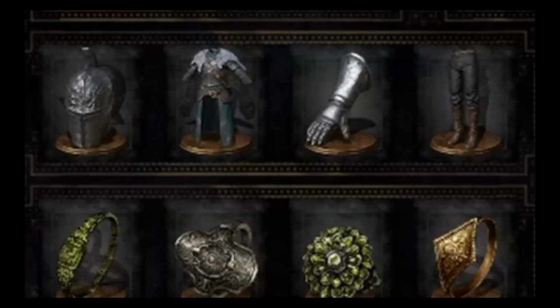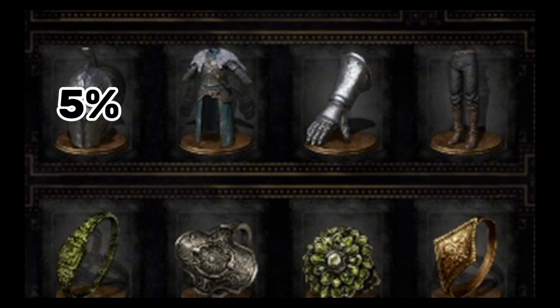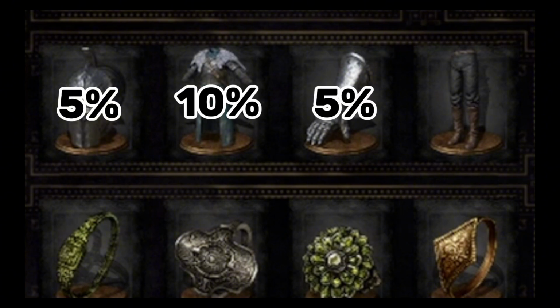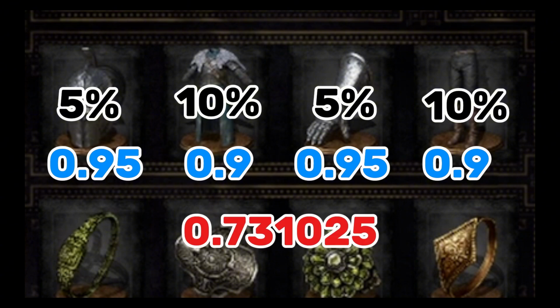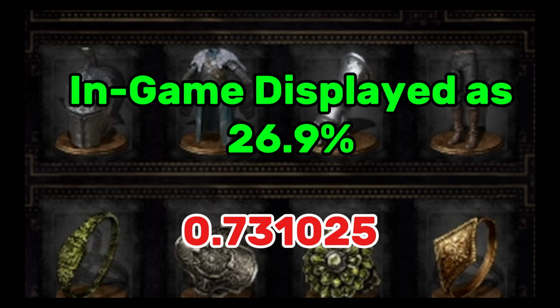For example, let's say I had a set of armor that had a standard absorption of 5% for the head, 10% for the chest, 5% for the hands, and 10% for the legs. This means that the actual numbers being multiplied to determine the damage would be 0.95, 0.9, 0.95, and 0.9 respectively. This would come out to a total damage multiplier of 0.731025, which is displayed in-game as an absorption of 26.9%.